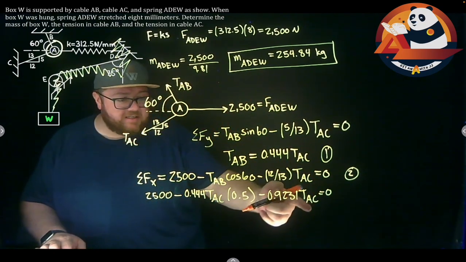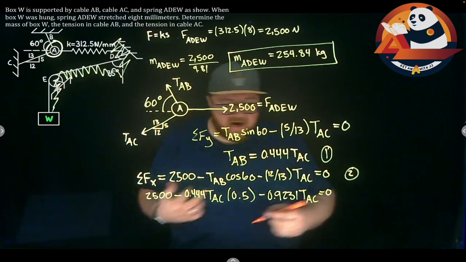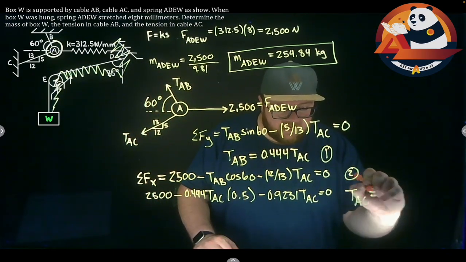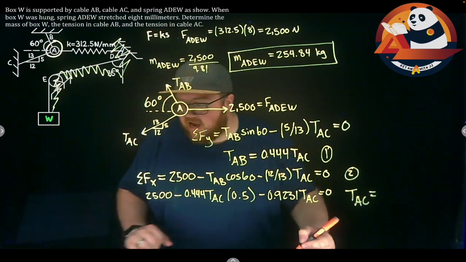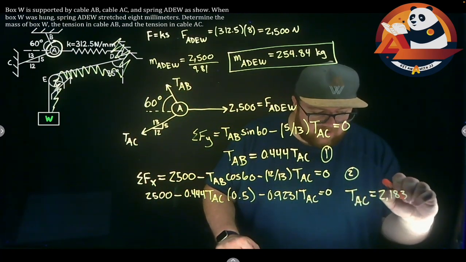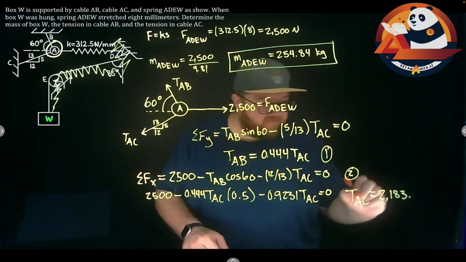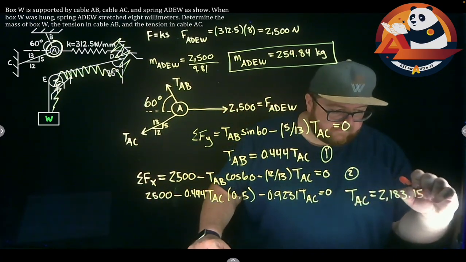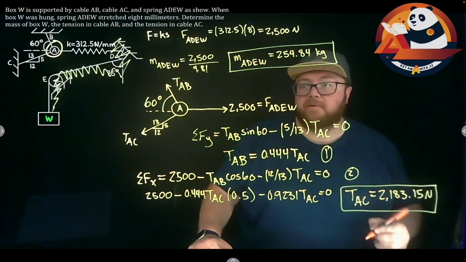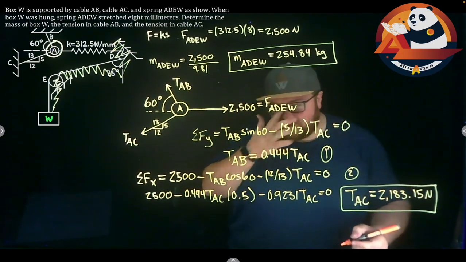In that equation, TAC is now my only unknown. I can solve and I'll get that TAC is equal to 2183.15 newtons. Which should be our second answer for our problem. We already got the mass. We now have TAC figured out.